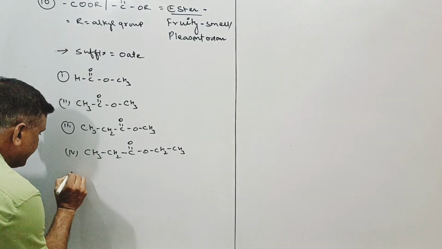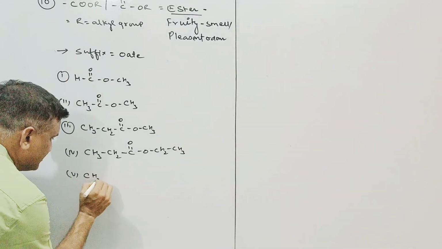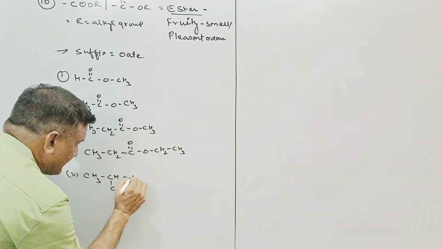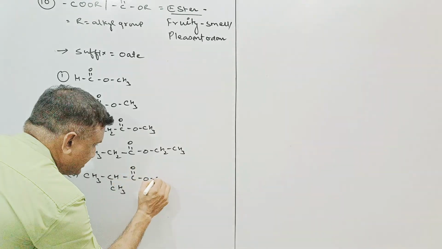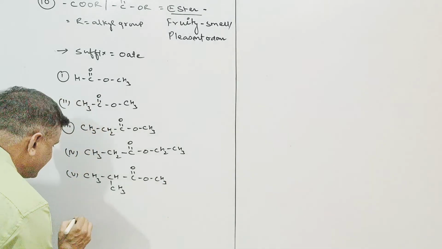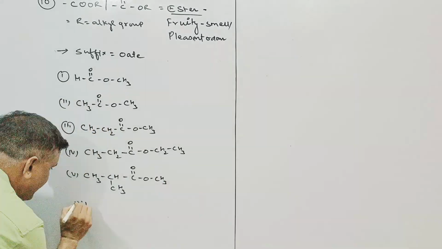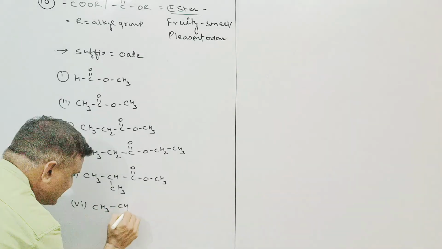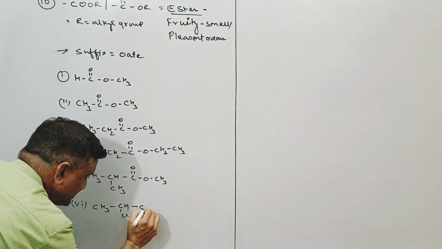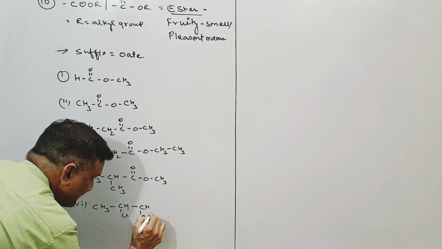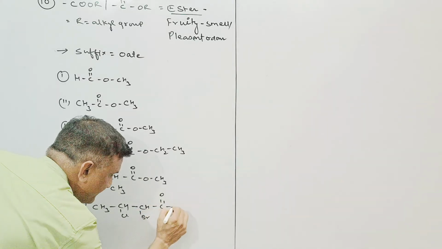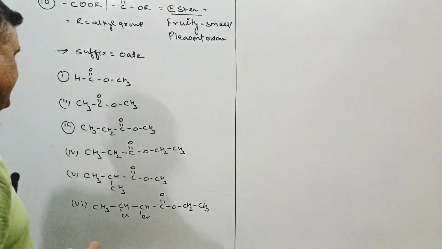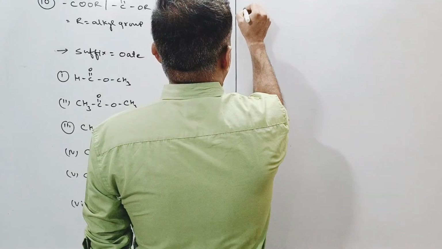If we go further, then we can take branches also. This is CH(CH3) COOCH2CH3. You can take CH3. This is the sixth compound with different branches, such as Cl and CHBr, COOCH2CH3.